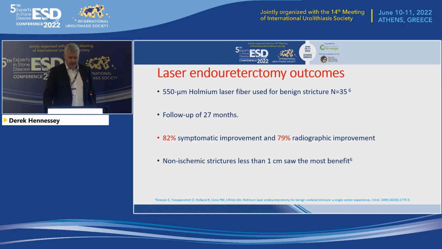Laser endourethrotomy outcomes. This study by Nissen et al. had just 35 patients with benign strictures. They followed them for 27 months. They used a 550 holmium laser fiber, and they had good outcomes, 82% symptomatic improvement and 79% radiographic improvement. And again, the short strictures, which were non-ischemic, had the most benefit.